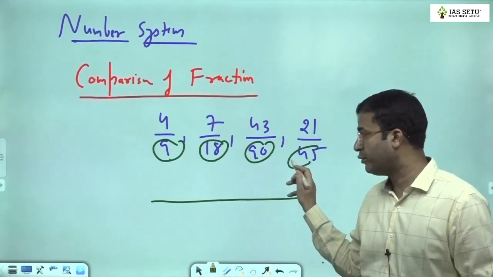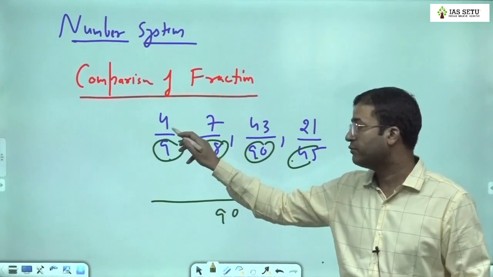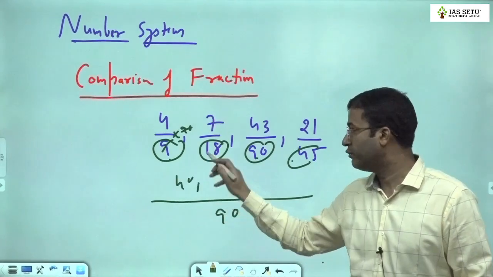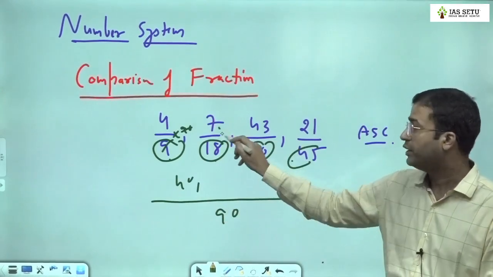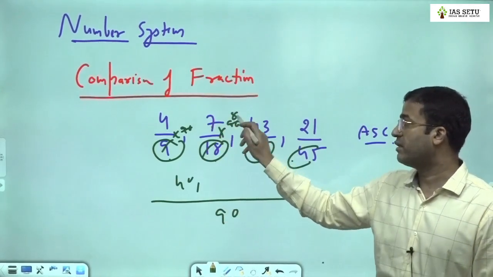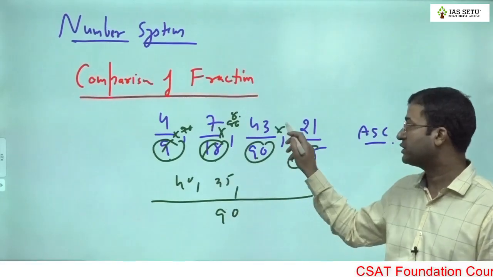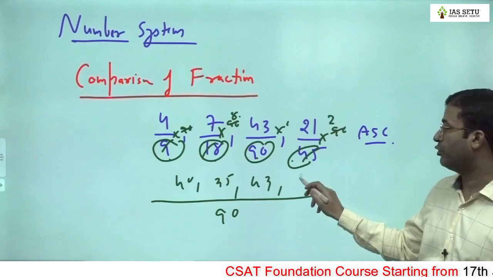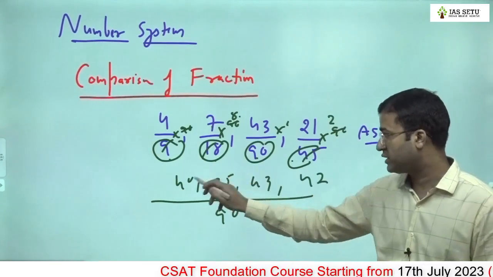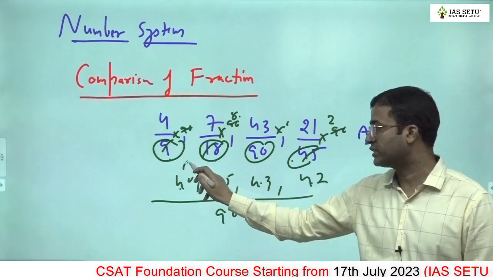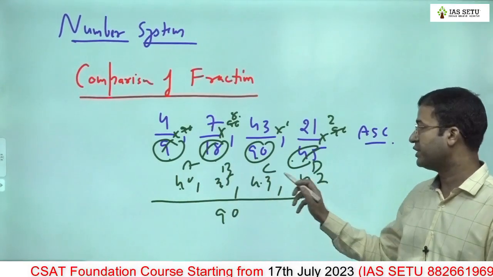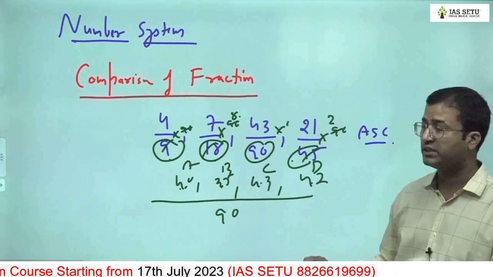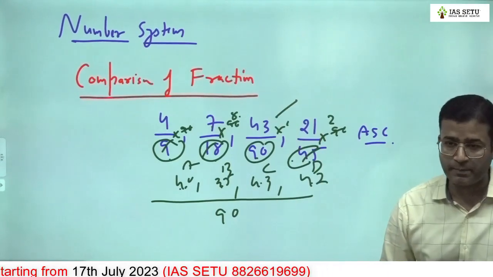We take the LCM of the denominators, 90. Then 4 into 10 is 40. We will see accordingly all the numerators into 90. This is 7 into 5, 35. This one is 43 only. This one into 90 will be 42. So this is the smallest, then this, then this, then this. If it is A, B, C, D, we will say B is the smallest, then A, then D, then C. C is the largest fraction here.